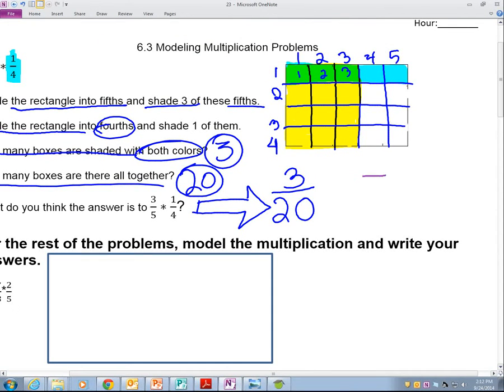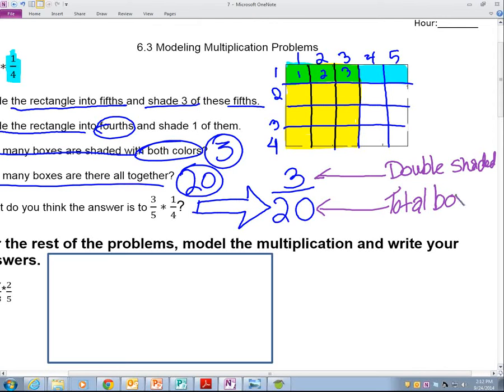This here is the double shaded. So the numerator is the part that's double shaded. The denominator is the total boxes or total sections. This little bit that we just did in purple here, that's going to help you when I send you on your own in number 3.